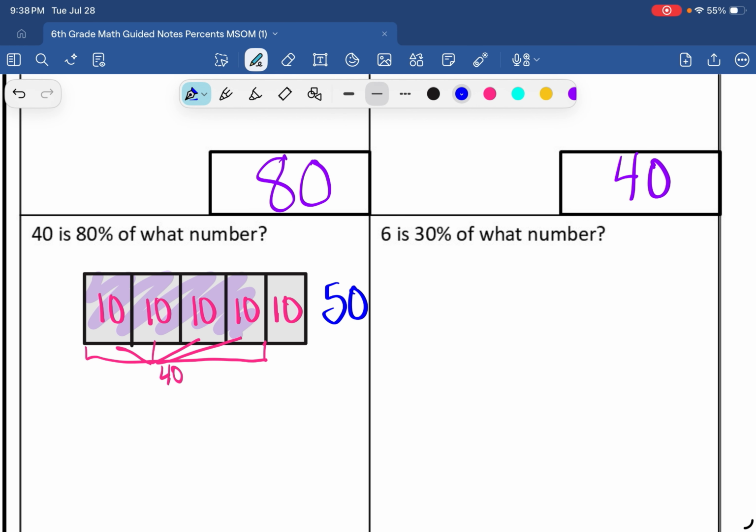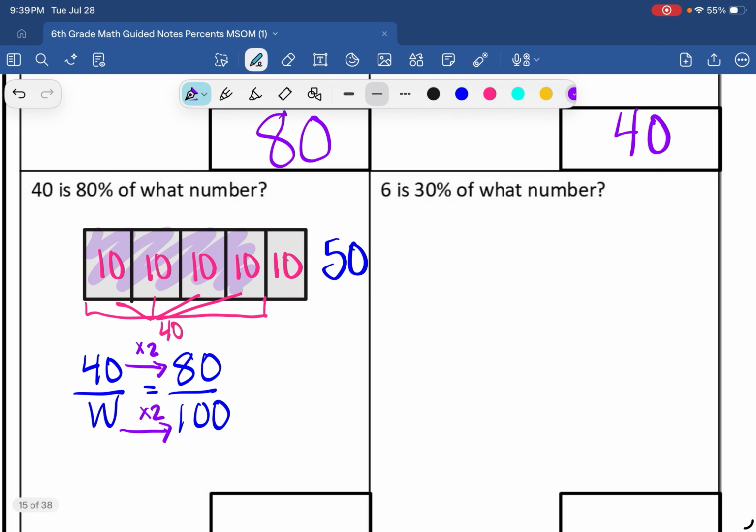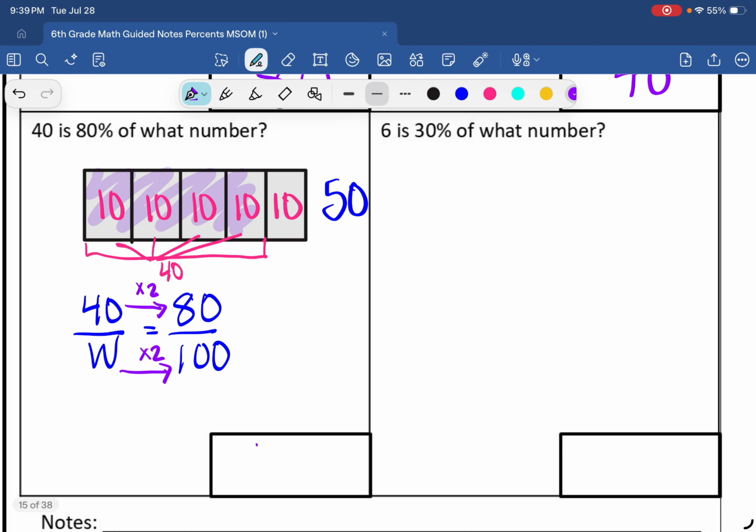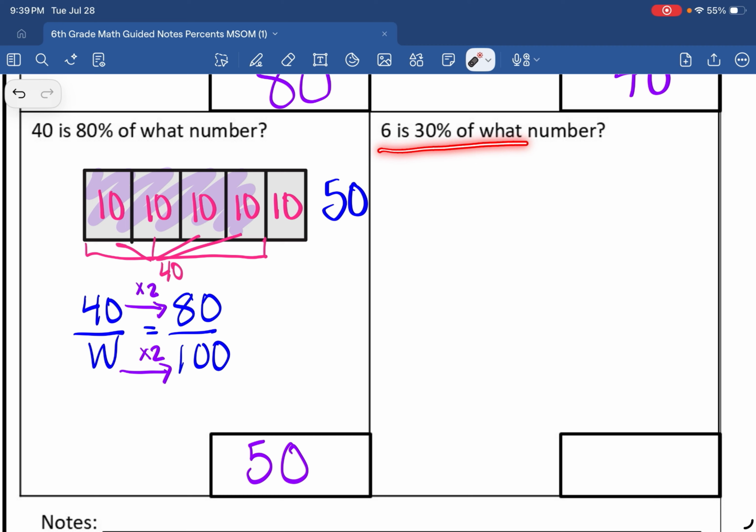Setting this up using equivalent ratios, 40, my part over my whole, is equal to 80%. Looking for multiplicative factors, I notice that 40 times 2 is 80, so some number times 2 is 100. If I don't know what that is, I can divide 100 divided by 2, and that will also give me 50.